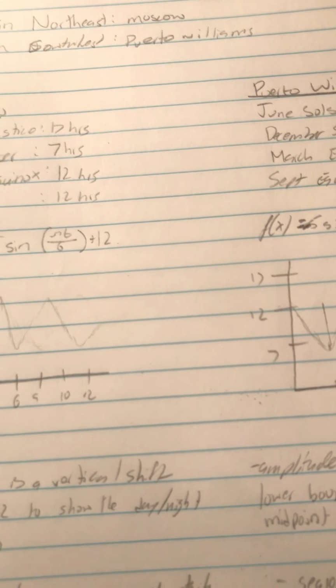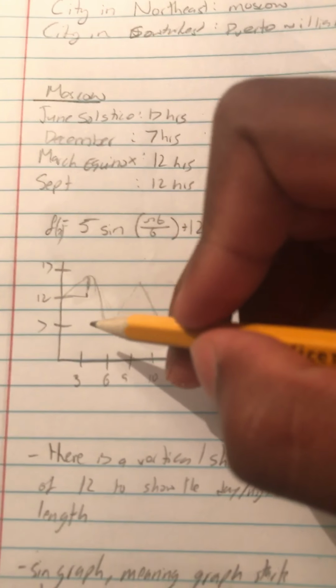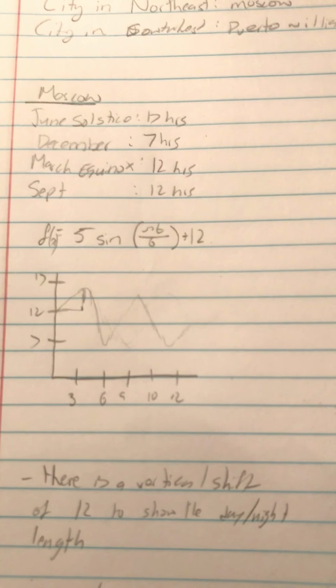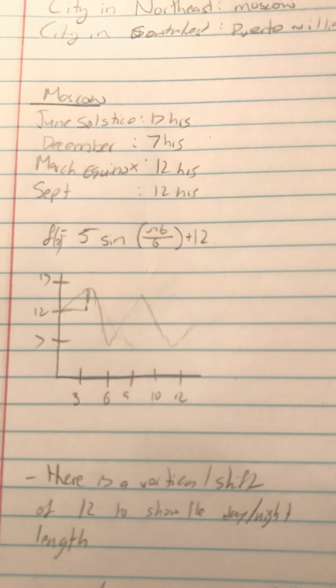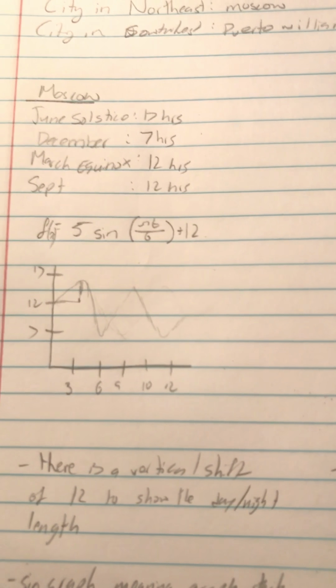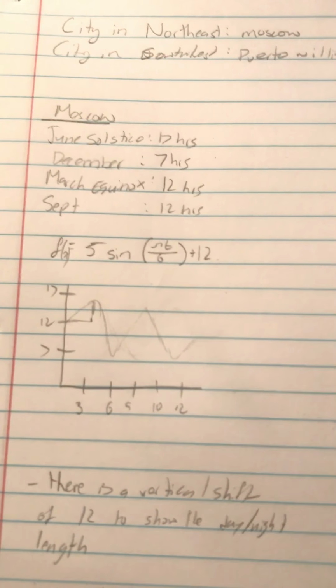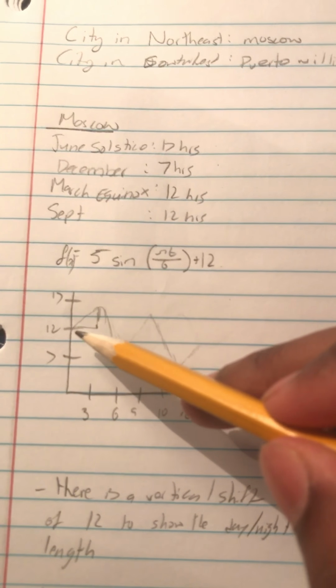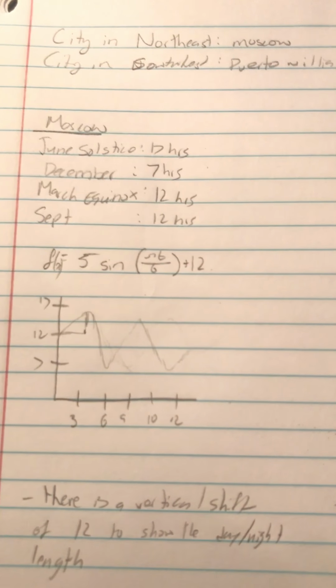Then we can determine that there's a vertical shift in the graph. It goes up 12. This is because the starting point for the amount of hours at the March equinox, which is where we're starting the graph, is 12 hours.